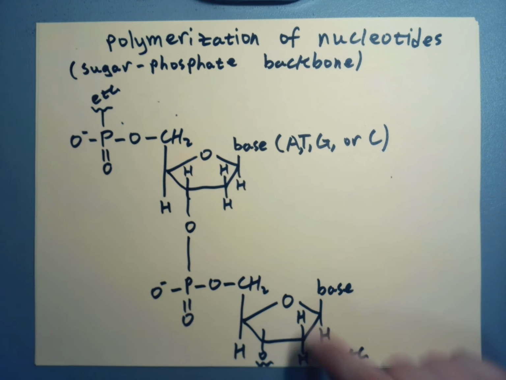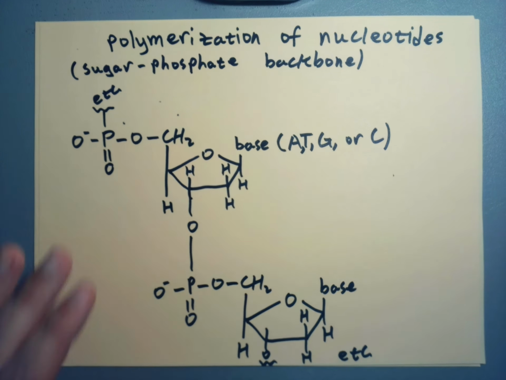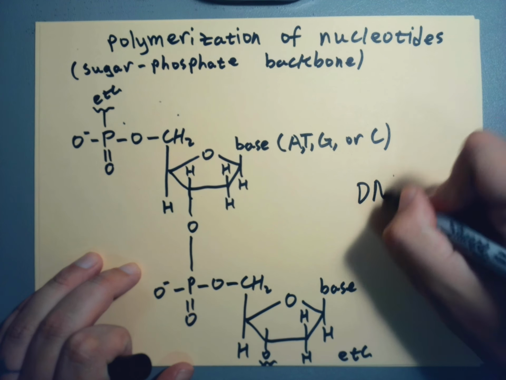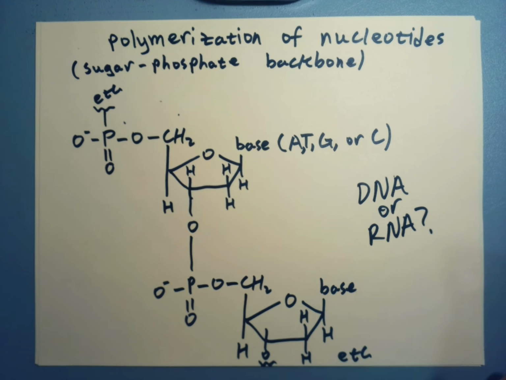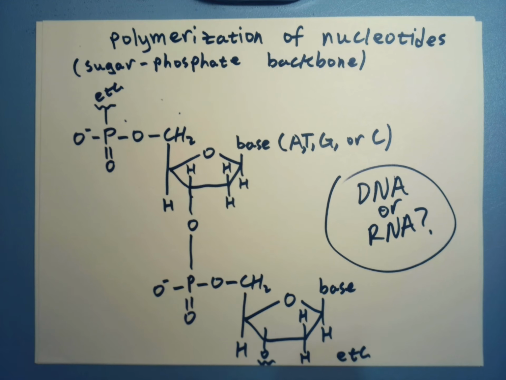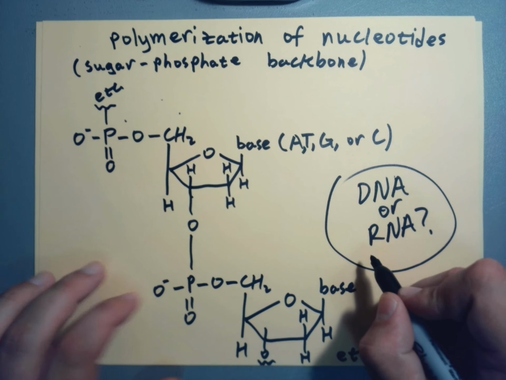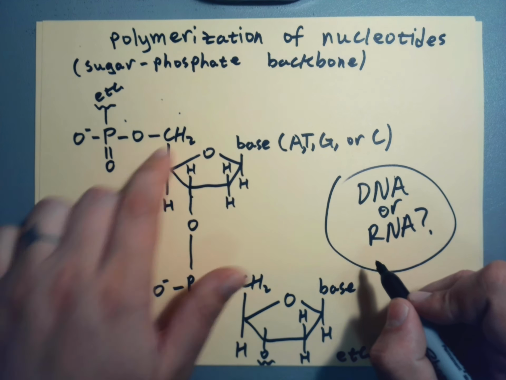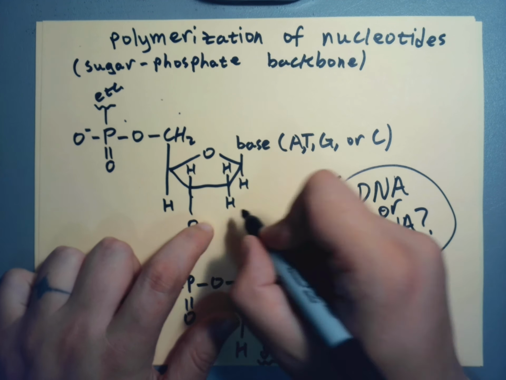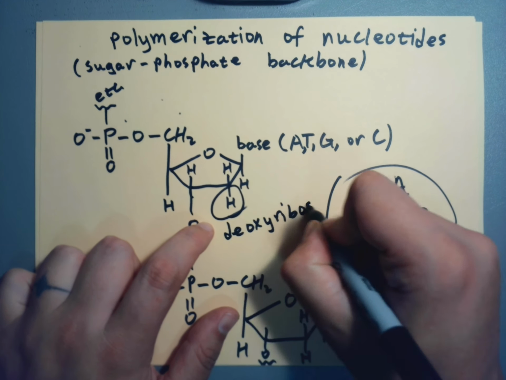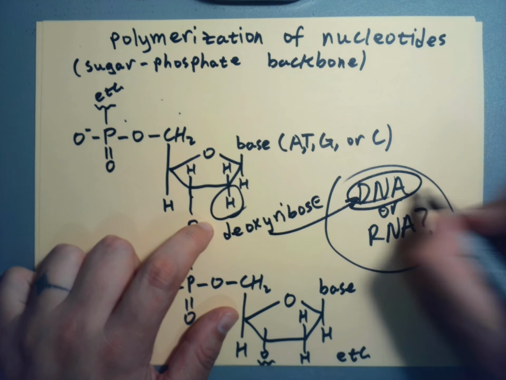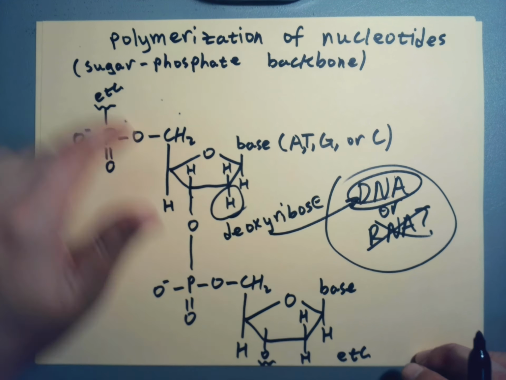So we get a sugar phosphate backbone. Now this piece I'm showing you right here, is this a piece of DNA or RNA? Let me ask you that. Is this DNA or RNA? And how can you tell? Well, let's look at our sugar. That's deoxyribose. We got DNA here. This is a strand of DNA.